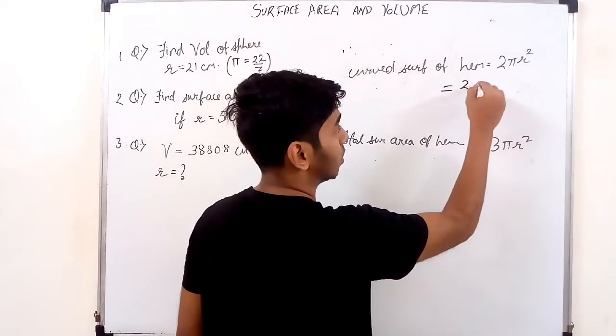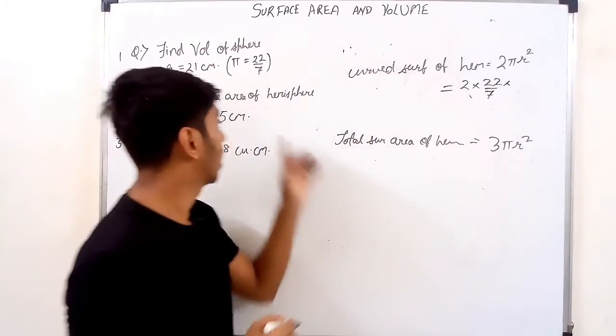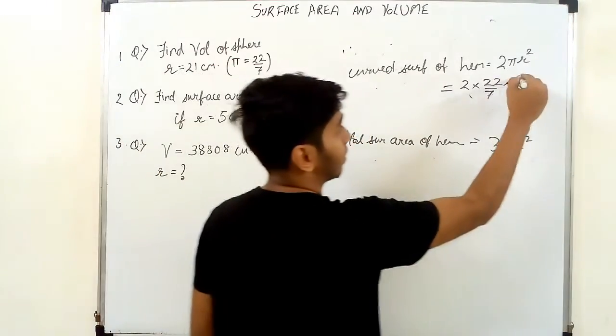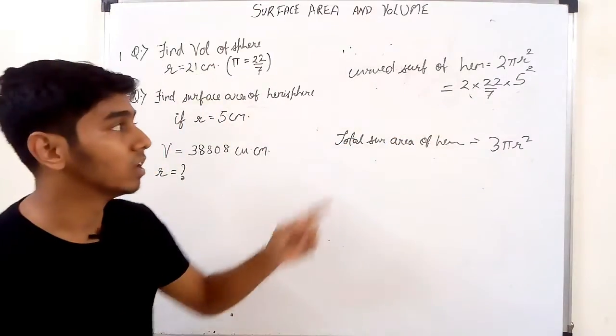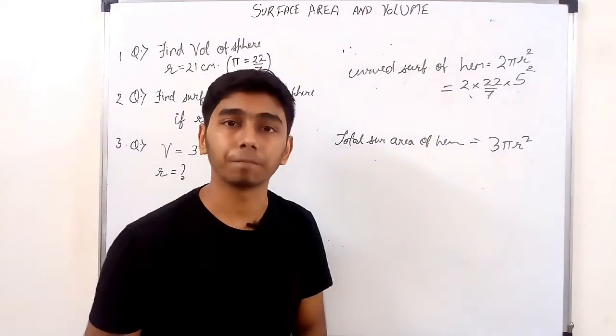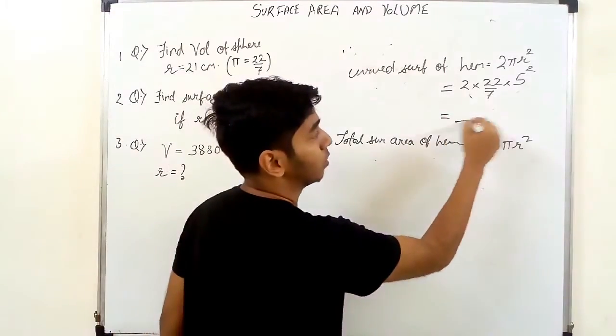So you get 2 into pi, which is 22 upon 7, into r, which is 5, into 5, meaning 5 square, which is 5 into 5. So simply multiply it and divide with 7. So you get your answer. Okay, so you can do that.